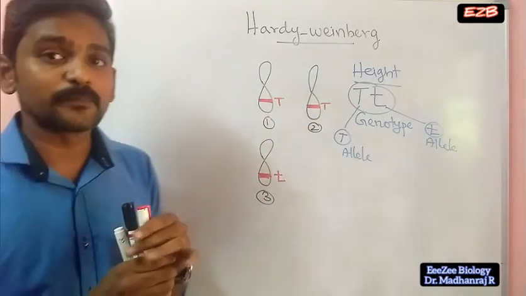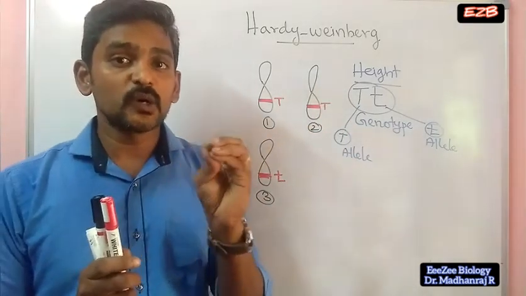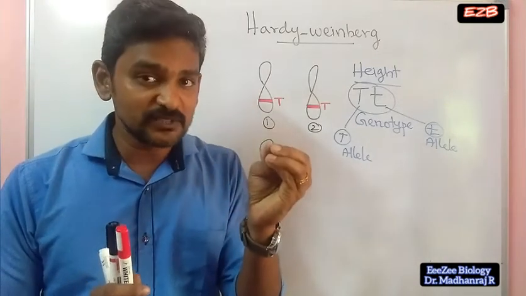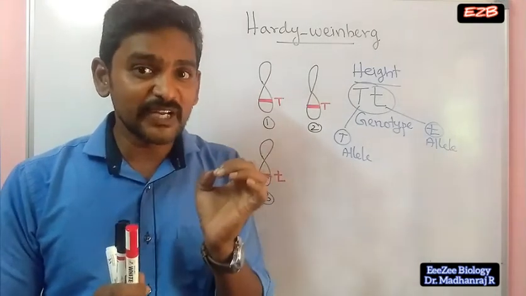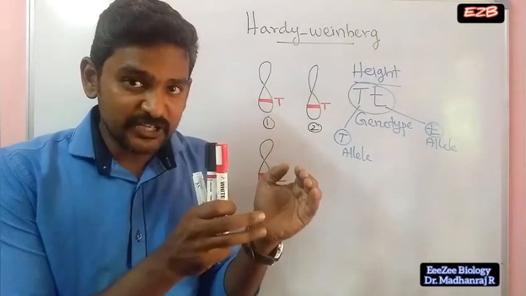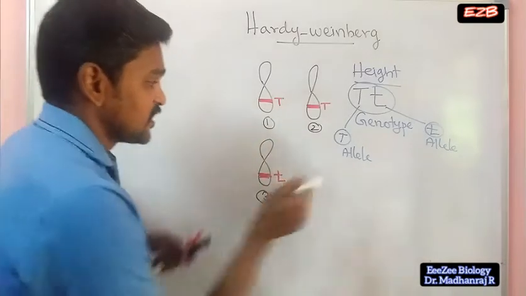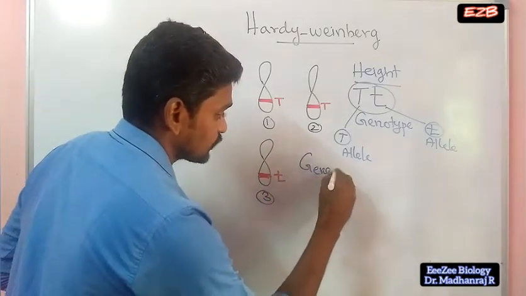So in the Hardy-Weinberg principle, they are going to calculate genotypic frequencies as well as allelic frequencies. If you take the population, the gene pool, right? You will call it the gene pool.